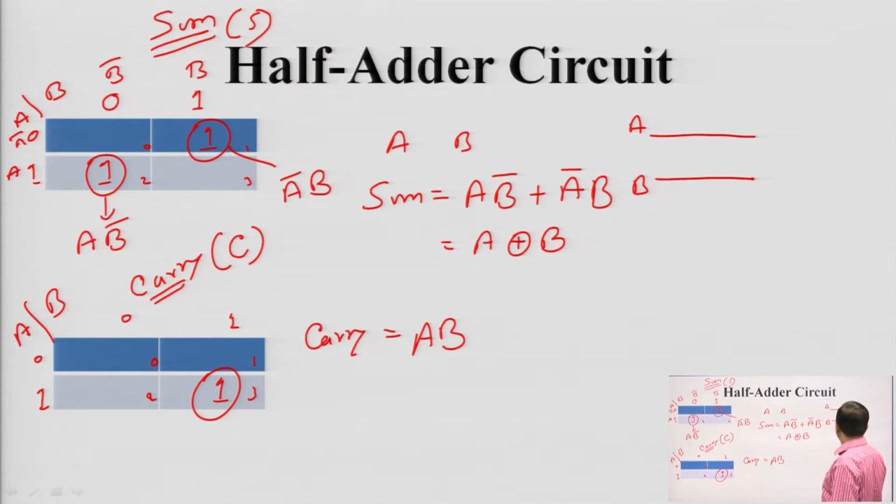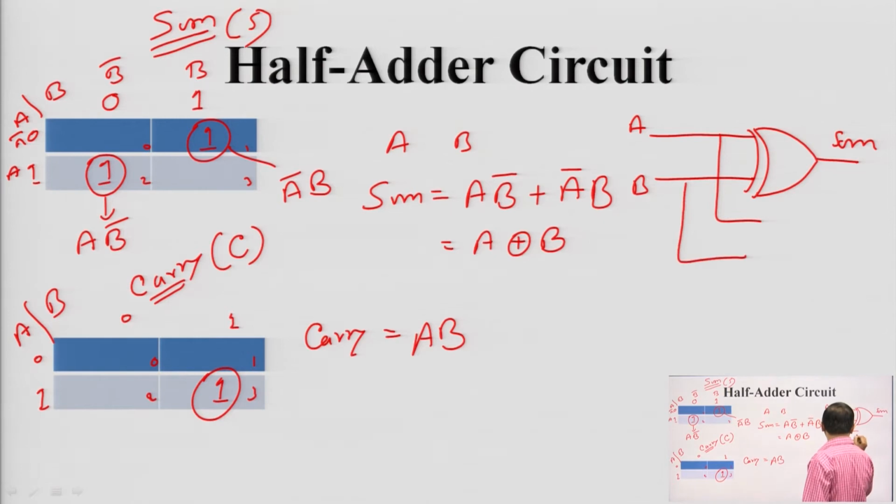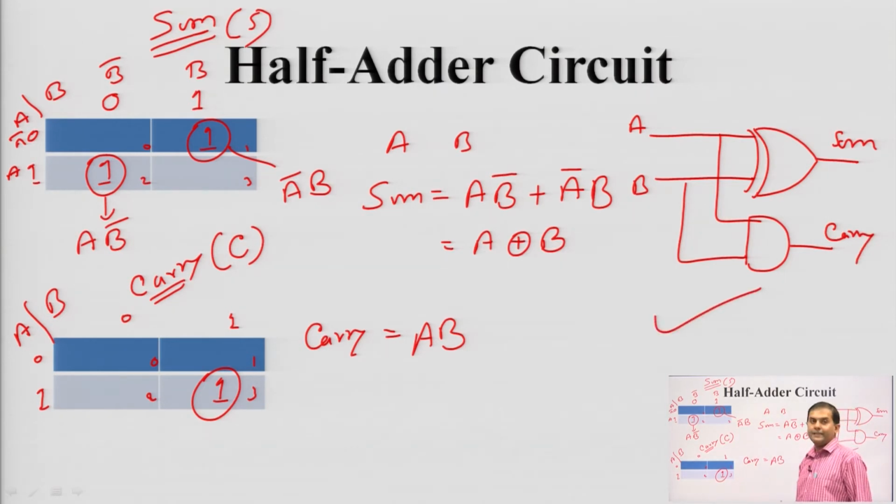Okay. So, now this is the XOR gate, and this is the output for sum. And for carry we have one AND gate, this is A B. So, this is for carry. So, this is the circuit design for the half adder circuit.